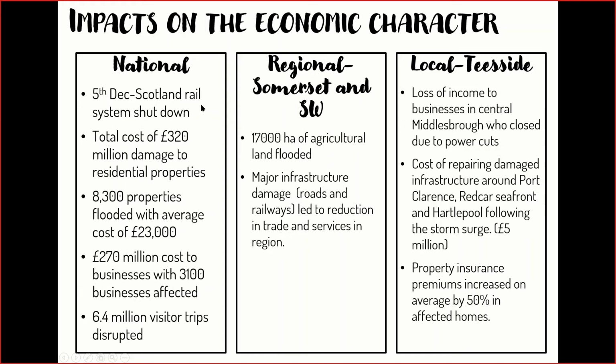Nationally then, rail systems were down, costing 320 million. In residential properties nationally, 8,300 properties were flooded with an average cost of 23,000. 217 million to businesses, with over 3,000 businesses affected. And also, because this was hitting that period before Christmas, 6.4 million visitor trips to Christmas markets were disrupted, and that affected trade as well in that lead up to Christmas.